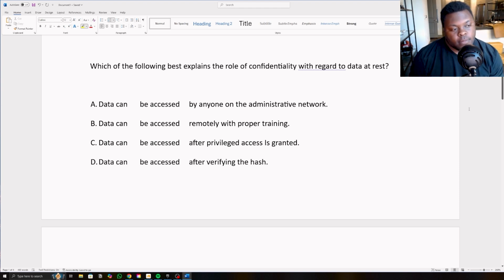And so based off of the answer choices I have, I'm gonna go with C. Data can be accessed by privilege. Data can be accessed after privileged access is granted.